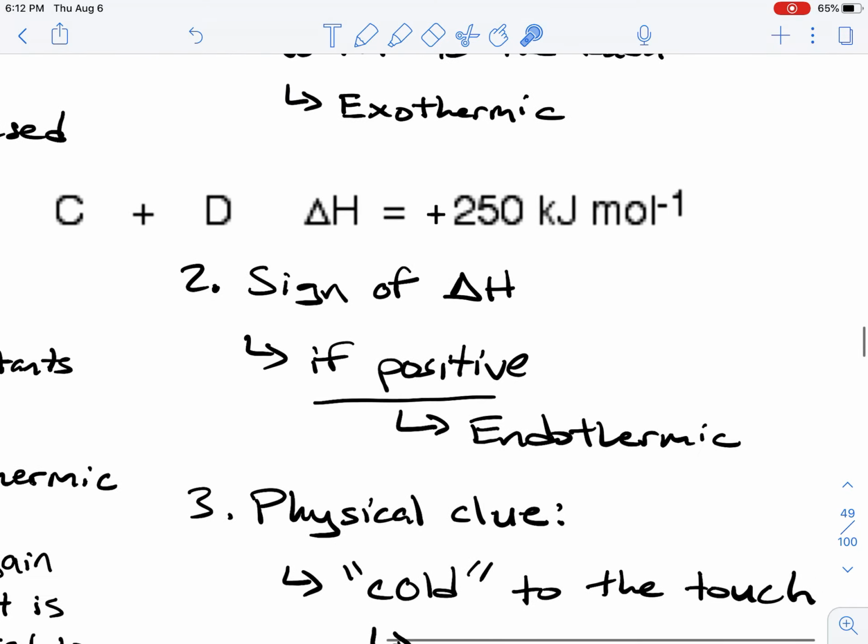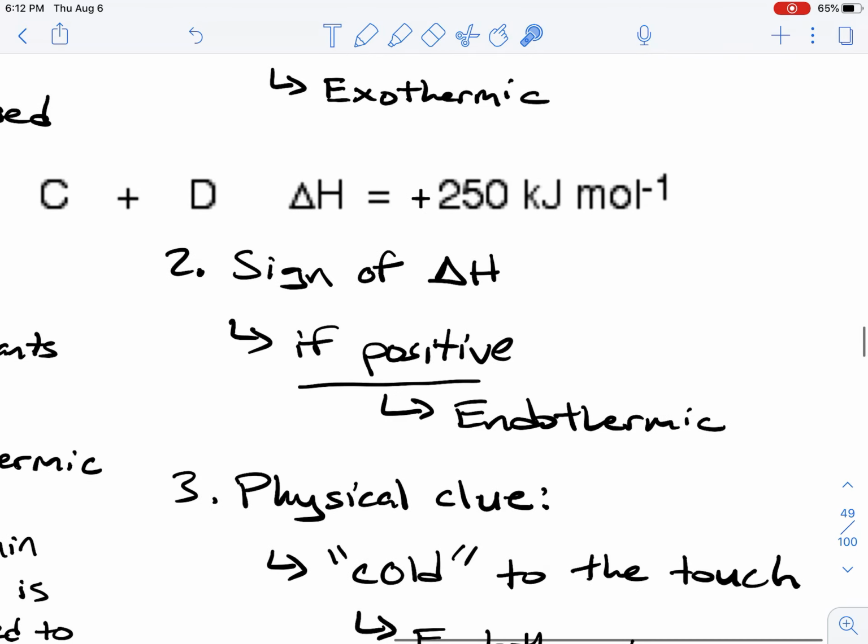For endothermic reactions, once again, we don't really care about the actual number, we just care about the sign. And so if the sign is positive for enthalpy, then the reaction is going to be endothermic.